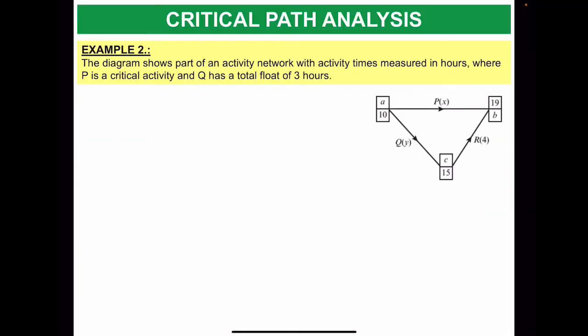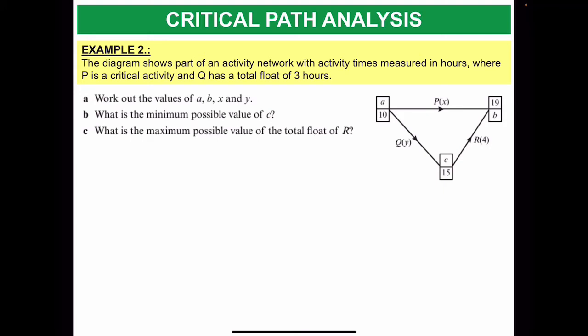And let's try to do the guided practice with this concept. So in here I have a part of an activity network with the activity times measured in hours. P is a critical activity, that's important to know, and that's why it's important to understand what the critical activity means. And Q has a total float of 3 hours. The questions are, we need to find out what the values A, B, X, and Y are.